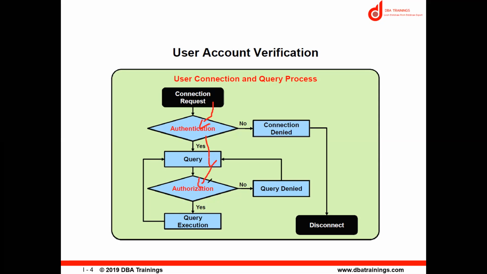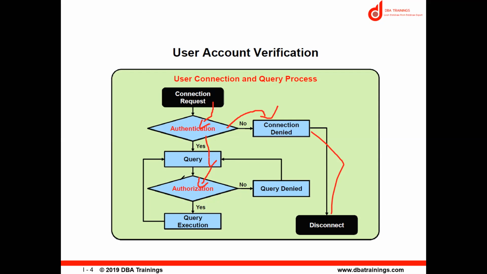Two cases you can understand here. Suppose authentication is not allowed. That means the user who is trying to connect, like Rajiv, doesn't have the permission, so the connection will be denied and the user will be disconnected. This is the first case. But suppose the user is allowed to connect, then the query will proceed.